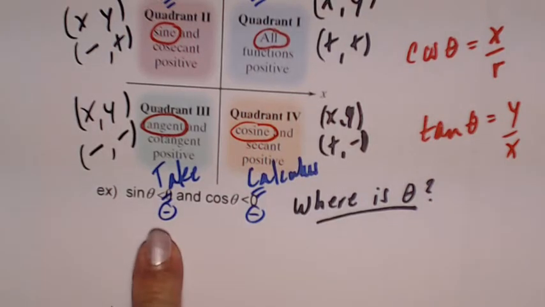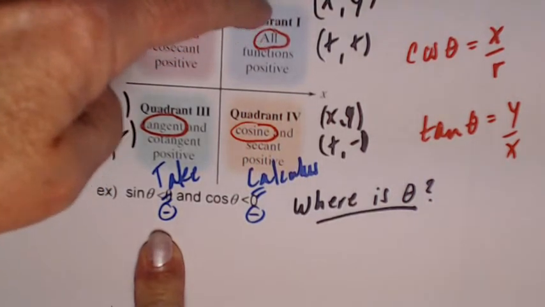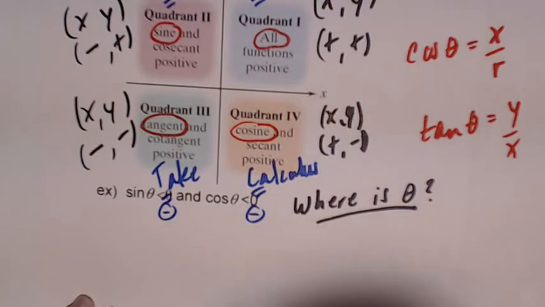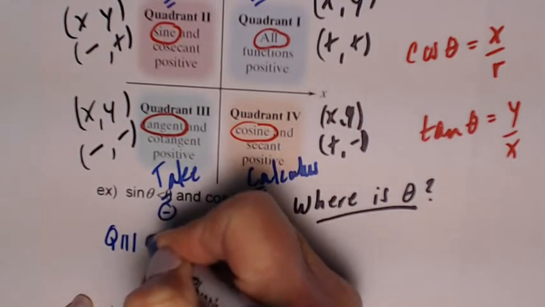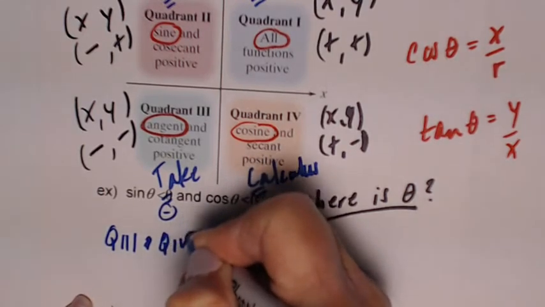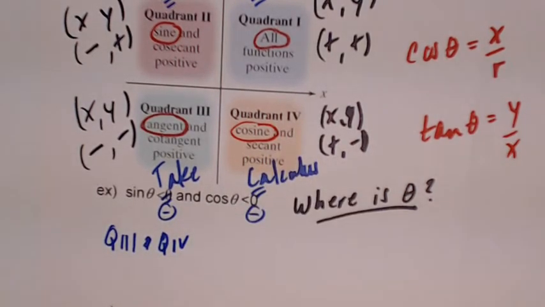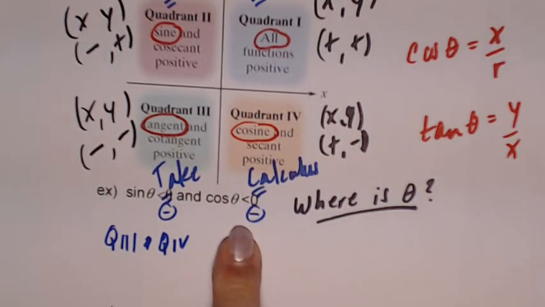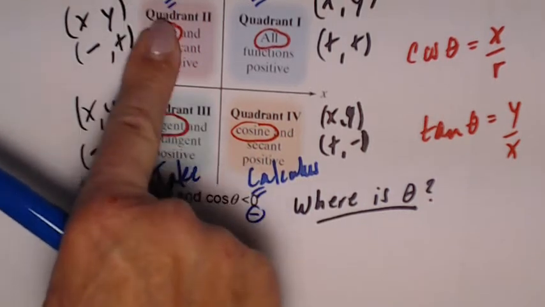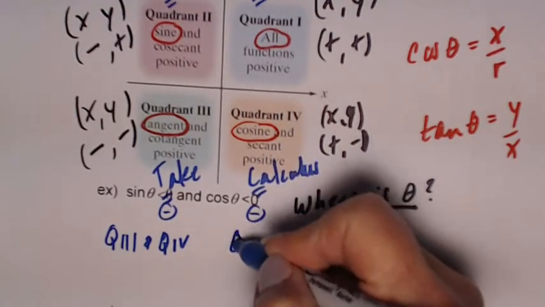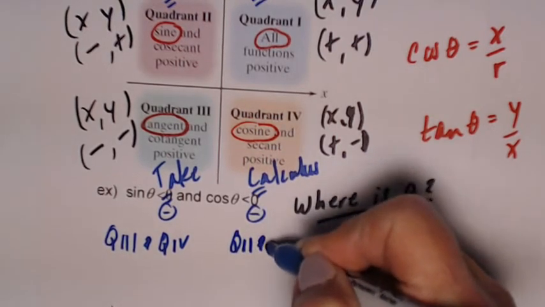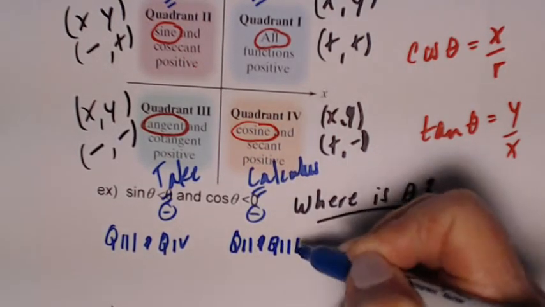So where is sine negative? Well, sine's positive here and here, so it's negative in Q3 and Q4. So sine is negative down here where y is negative. Cosine is negative. Well, cosine is negative where x is negative, which is on this side, which is Q2 and Q3.